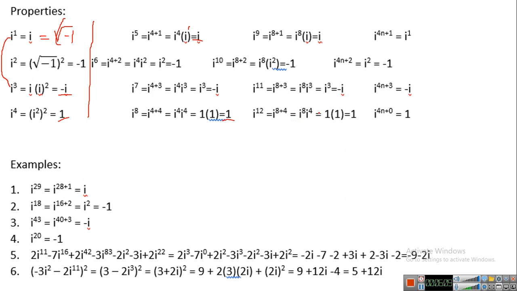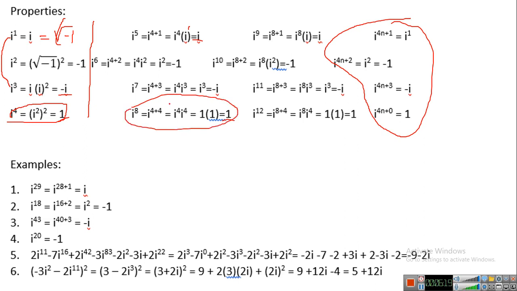What do we realize? We realize that we have 4 cases. If the power is a multiple of 4, the answer is always 1. If it's a multiple of 4 plus 1, like i to the 1, i to the 5, i to the 9, it is i. If it's a multiple of 4 plus 2, like i to the 6, i to the 10, it's i squared, which is minus 1. And if it's a multiple of 4 plus 3, like 4 plus 3, 8 plus 3, the answer is always minus i.